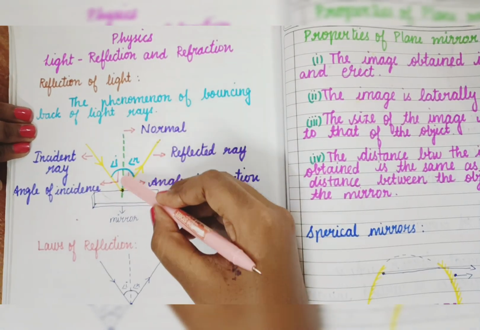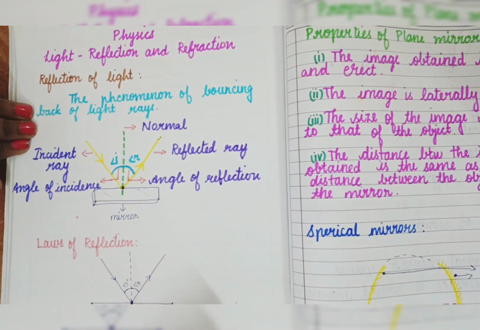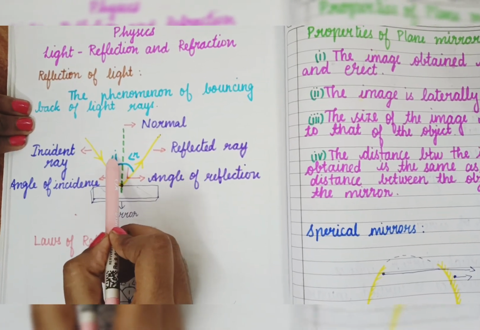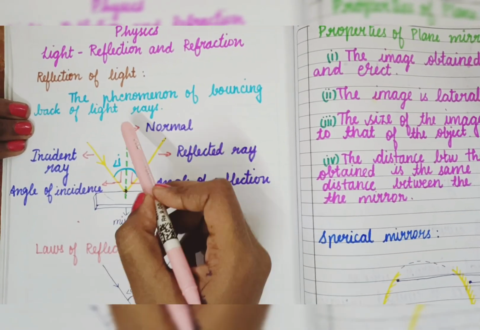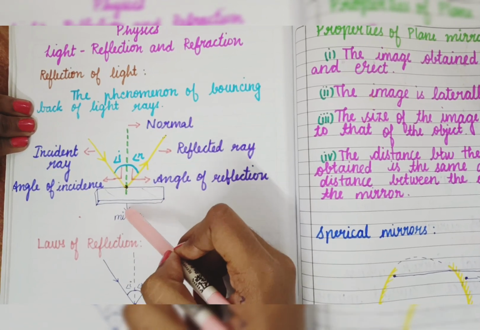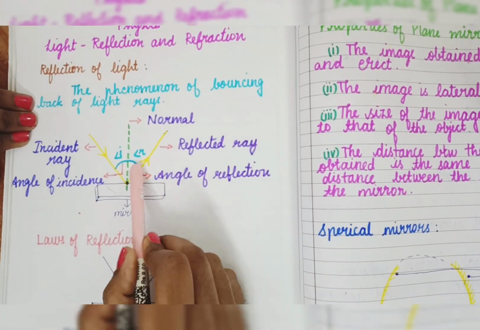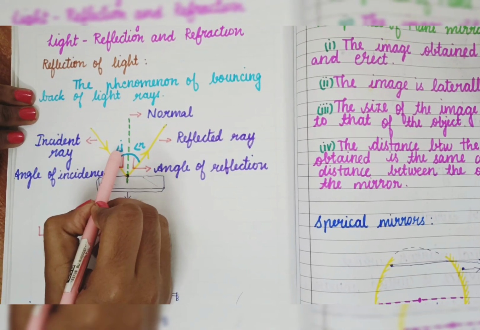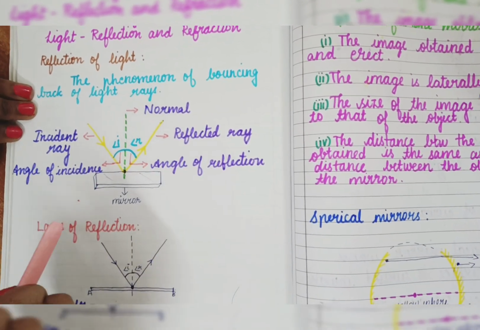The line between these two rays is the normal. The incident ray with the normal forms an angle called the angle of incidence, and the reflected ray forms an angle with the normal, which is the angle of reflection. According to the law of reflection, this angle and this angle are equal.